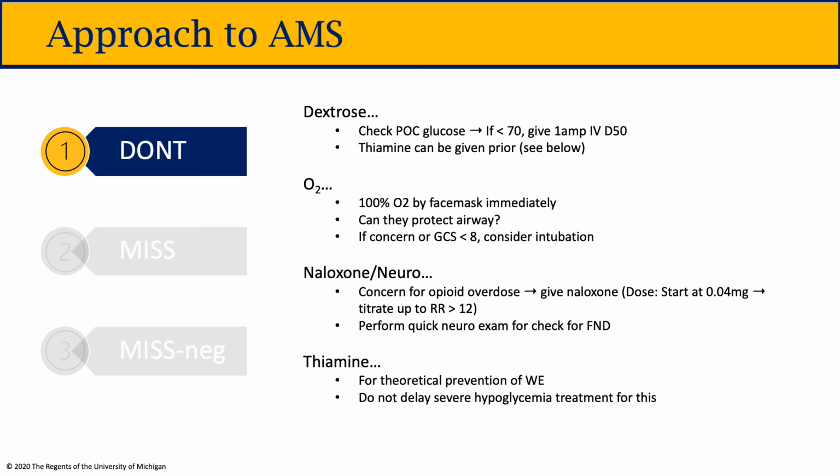The general goal of the acute steps is to treat empirically for hypoxia, hypoglycemia, and opioid overdose. To this end, the DONT mnemonic starts with D, which stands for dextrose. If a point of care glucose is less than 70, give 1 amp IV D50. You can give thiamine first if it's available.